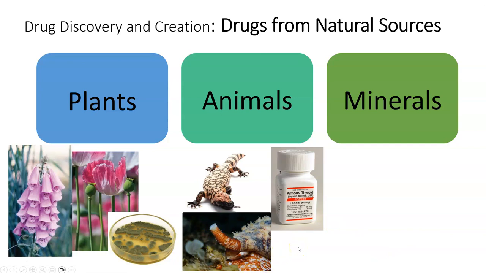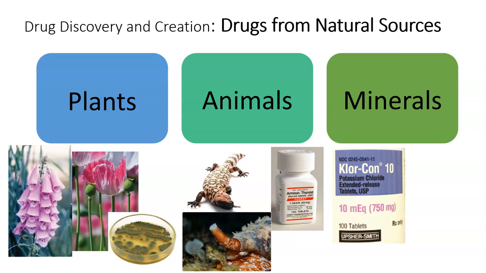I love the trivia. Now, when it comes to minerals, that makes a little bit more sense. We're a little bit more familiar with some of these drugs, including potassium chloride. The elemental symbol for potassium is K, so a lot of times the drug is going to start with a K. This is called Klor-Con. And then we use that when there's low levels of potassium in the blood.